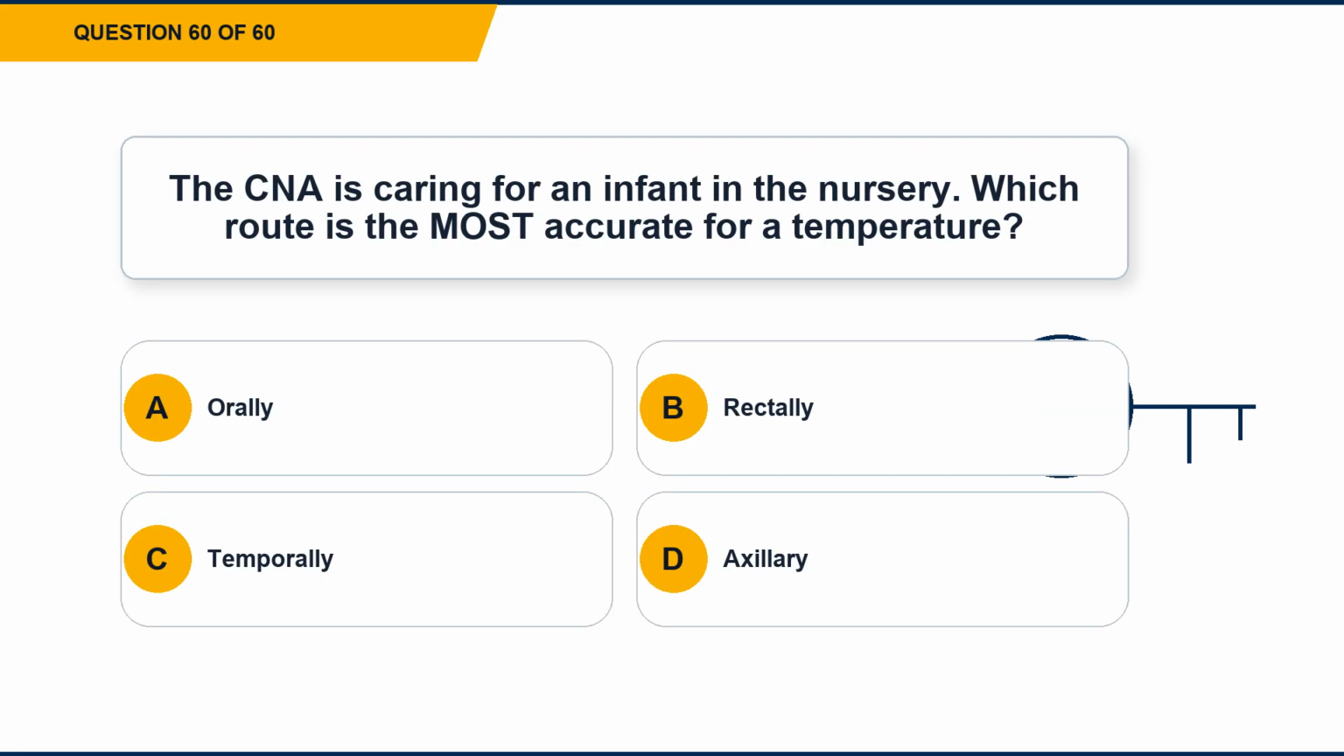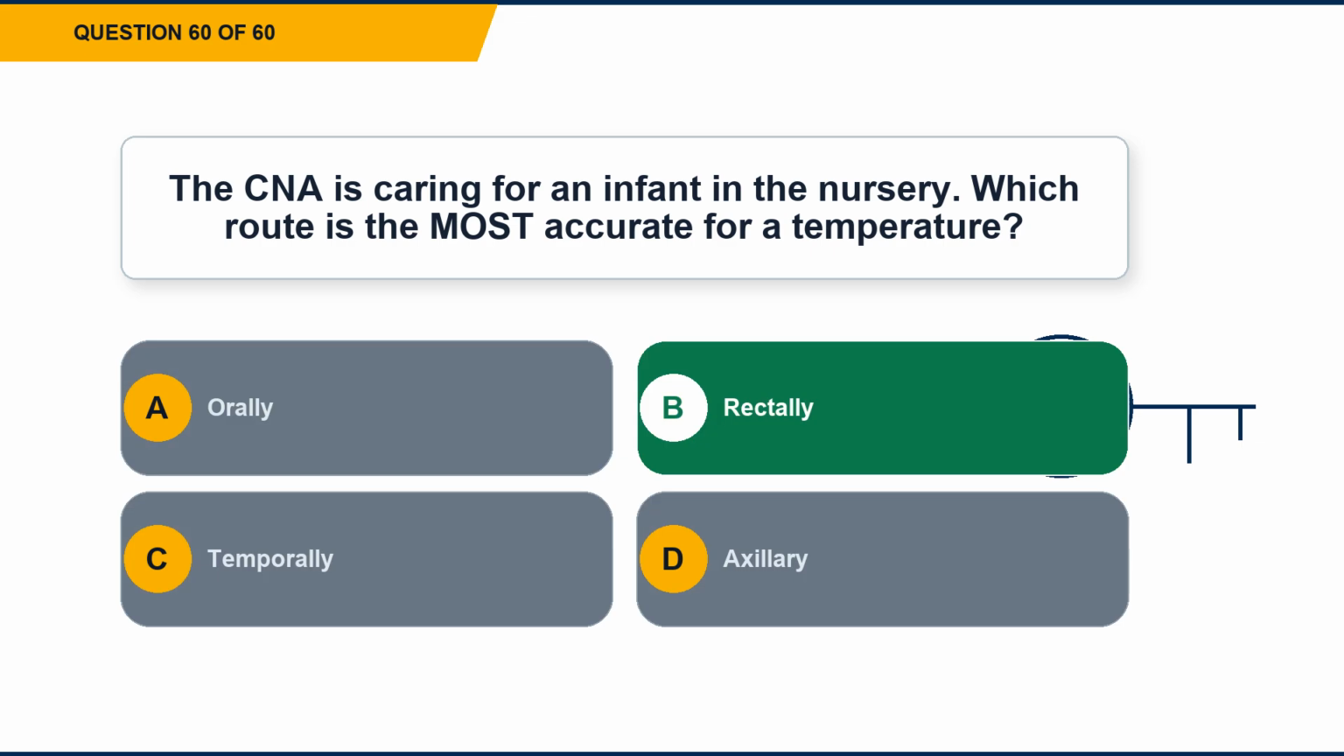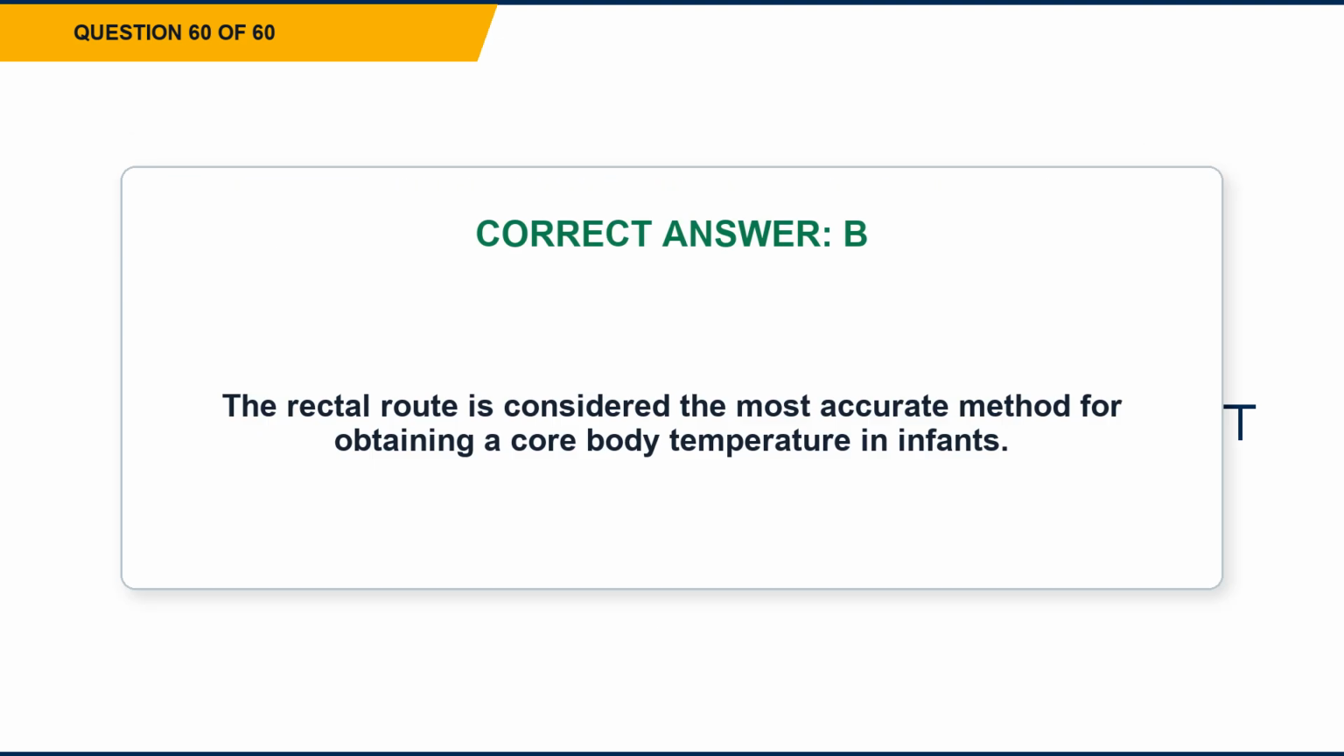Question 60. The CNA is caring for an infant in the nursery. Which route is the most accurate for a temperature? Option A. Orally. Option B. Rectally. Option C. Temporally. Option D. Axillary. The correct answer is option B. Rectally. Explanation. The rectal route is considered the most accurate method for obtaining a core body temperature in infants.